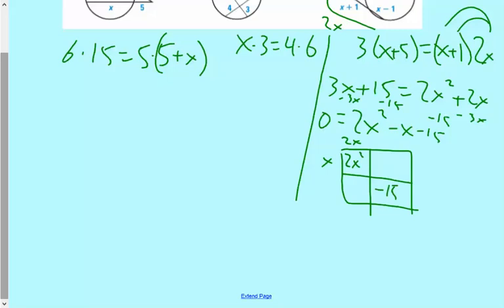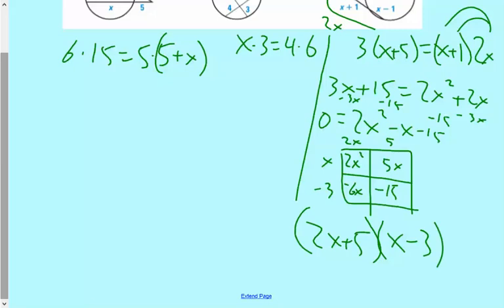I need two numbers that are going to multiply to negative 15. And the two numbers in the other two boxes have to add up to negative 1. So I would try 3 and 5. This will be 5x. If I put a 3 here, this will be 6x. So 3 times 2x is 6x. And then it needs to be negative. So this negative 3 here makes that negative. Okay, so there we go, 2x plus 5, and that works all nice.